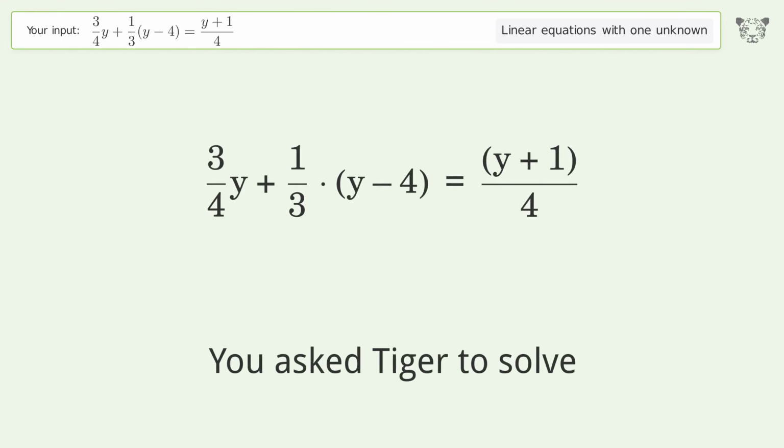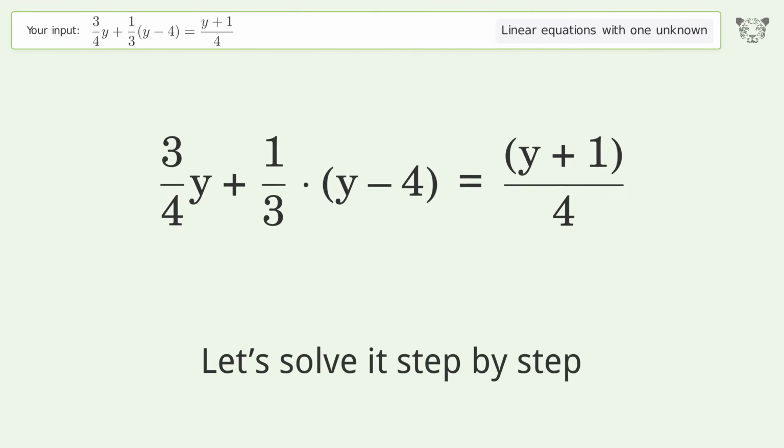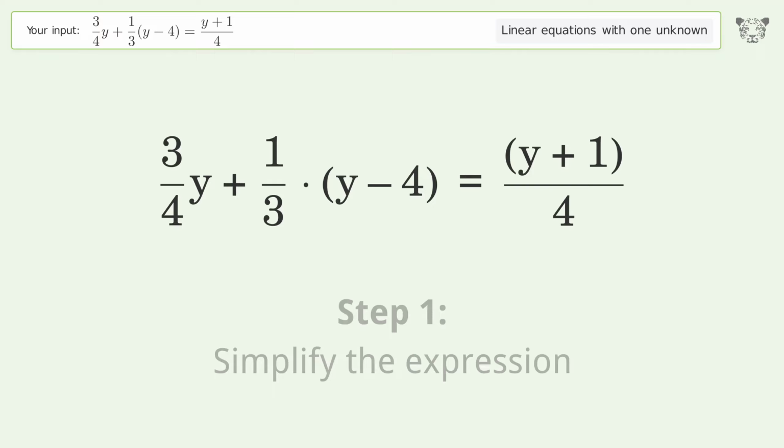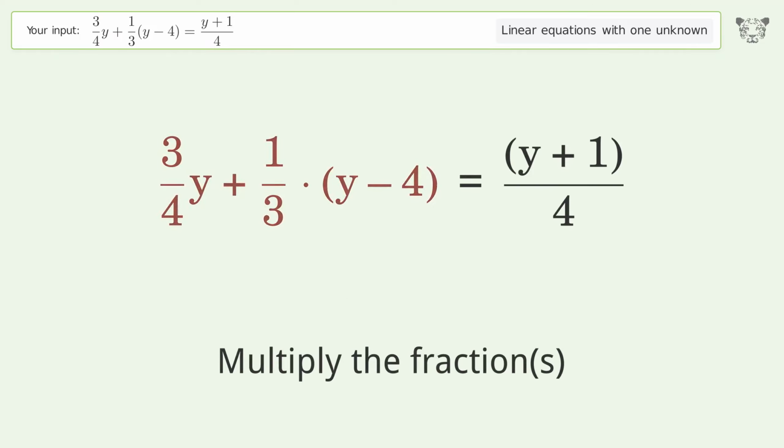You ask Tiger to solve this. It deals with linear equations with one unknown. The final result is y equals 19/10. Let's solve it step by step. Simplify the expression. Multiply the fractions.